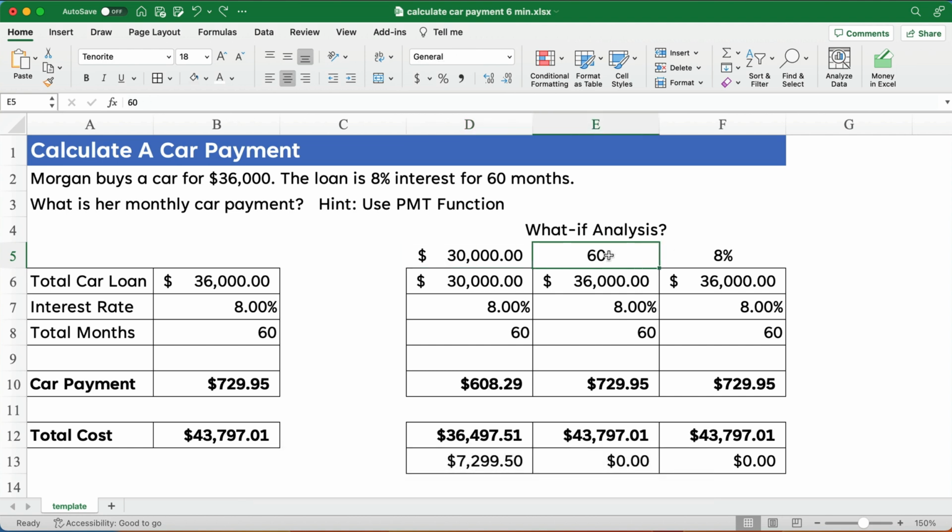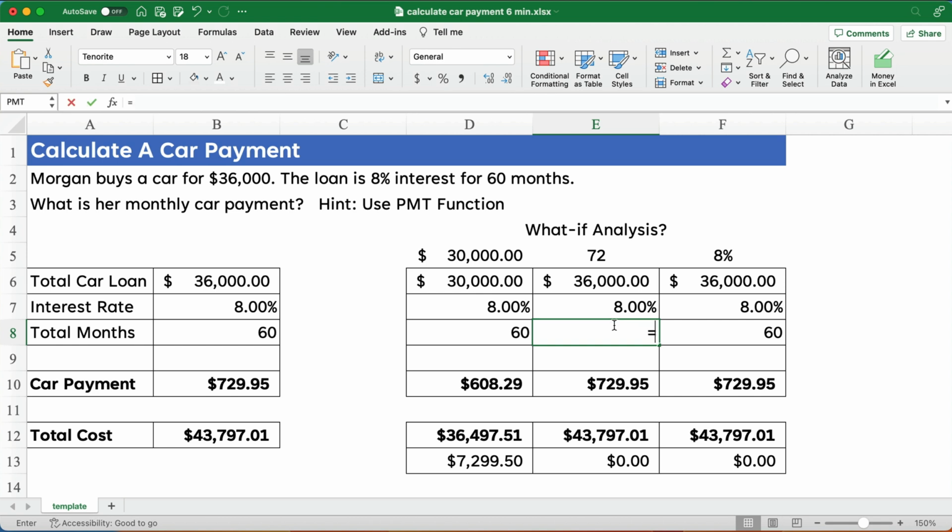Well, what if we extend the term? One of the things that people do, they don't really think about it. Sometimes they go to the car dealer and they really like this car. It's the right color. It looks good. Doesn't have funny noises like your car does. And you think, well, I really want this car. What can I do to make it happen? And they say, well, here's what we can do. We can bump it up to 72 months. So instead of paying for 5 years, you pay for 6 years.